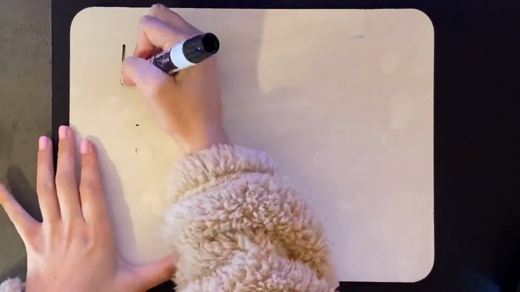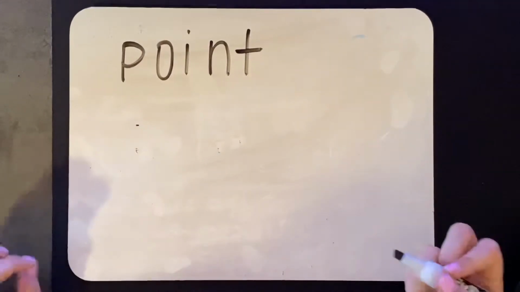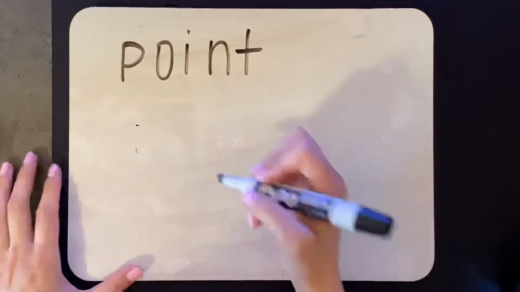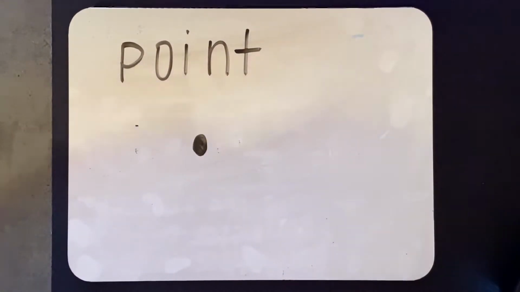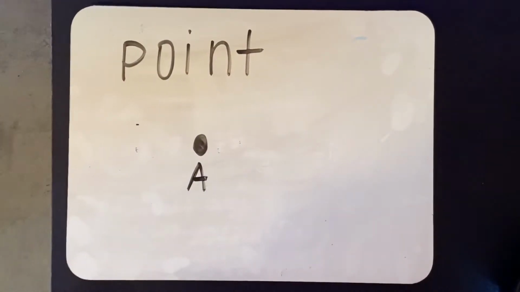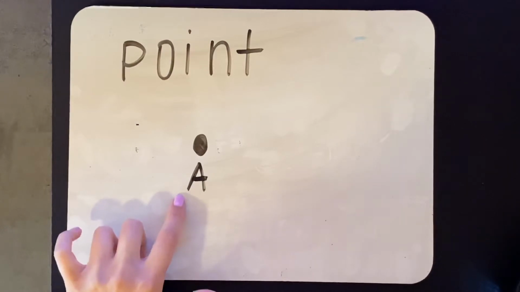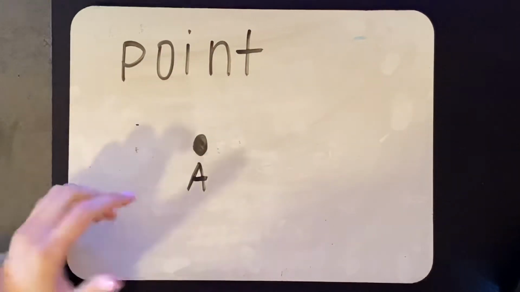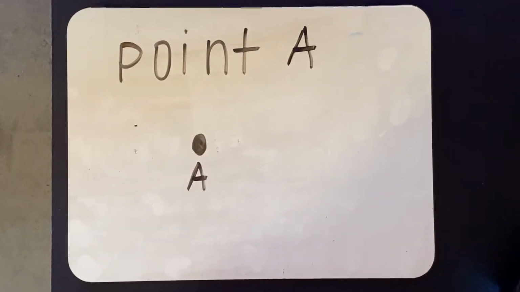The first term that we're going to be talking about is called a point. And it tells an exact location of something. So a point is just represented like this, like a dot, and it will have a letter underneath it. So the way that we say this when you're asked to explain or to identify something is we would say, this is point A. That one's pretty simple.